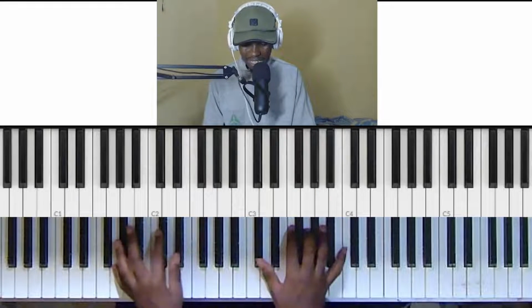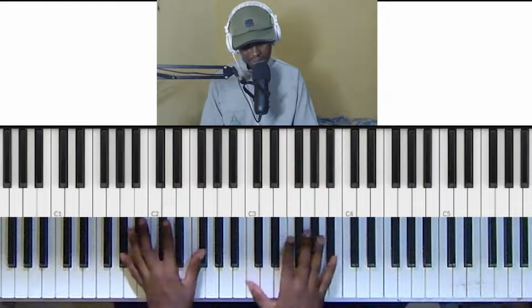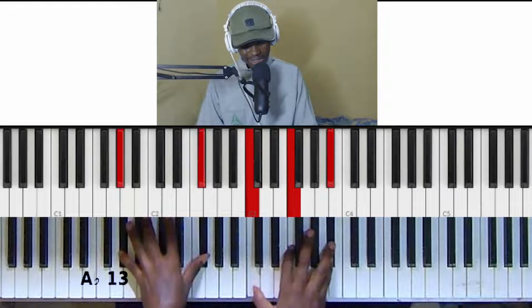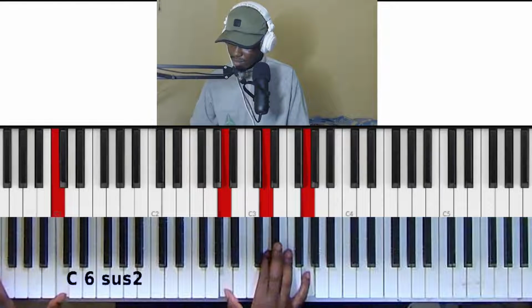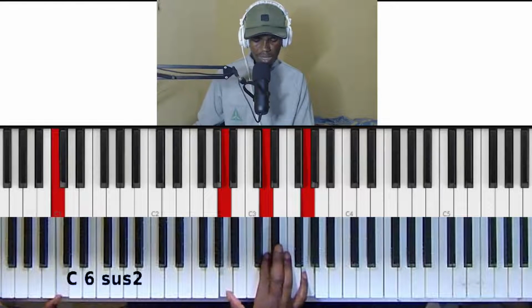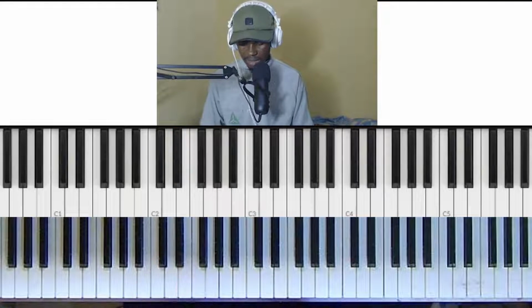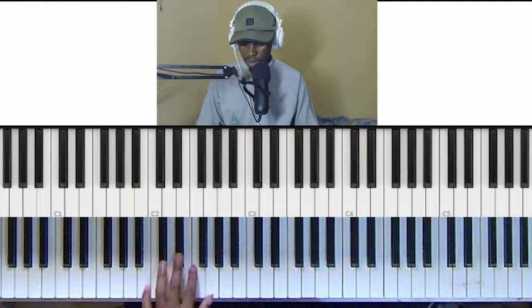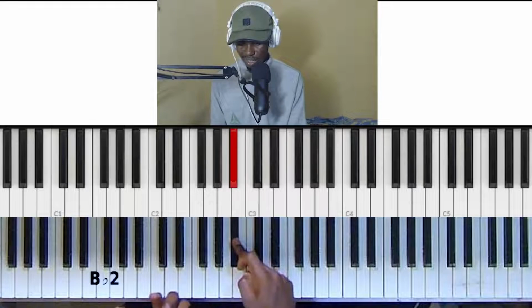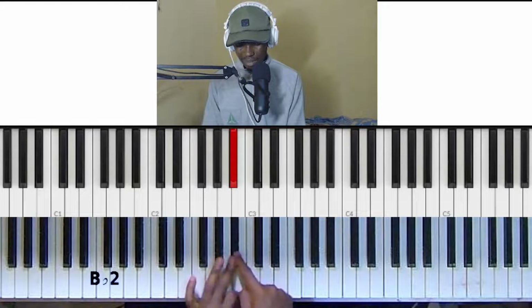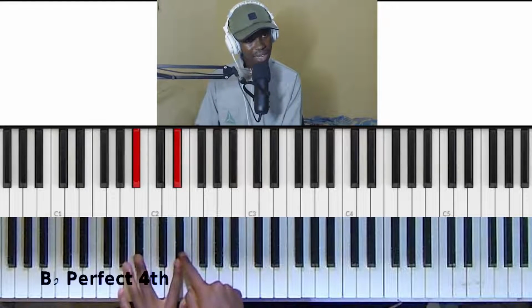Right, so we had here E flat 7, A flat 7, D flat 7. Okay, let's add more to the E flat. So we have 1 2 3 4 5, B flat. So we can play B flat 7 to E flat 7.